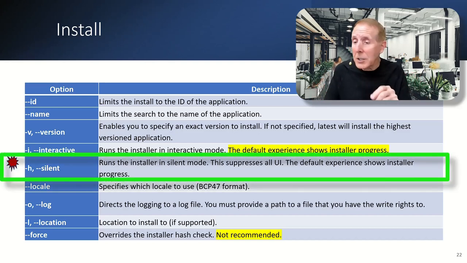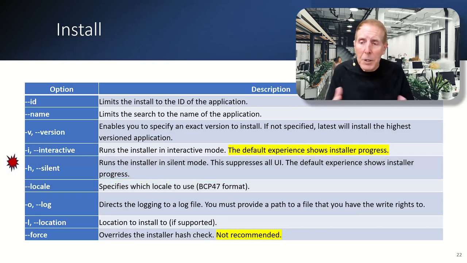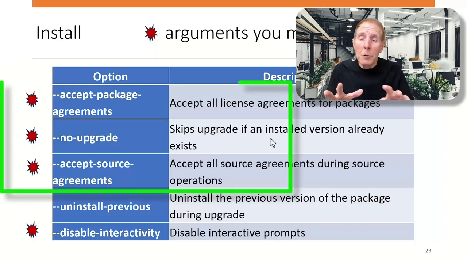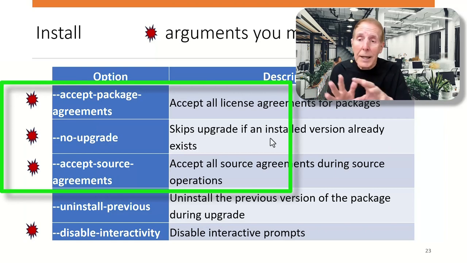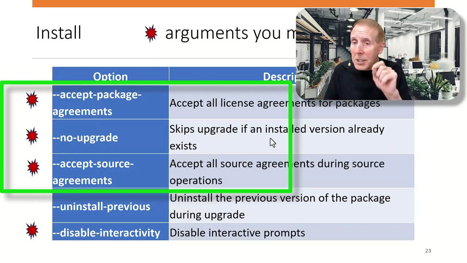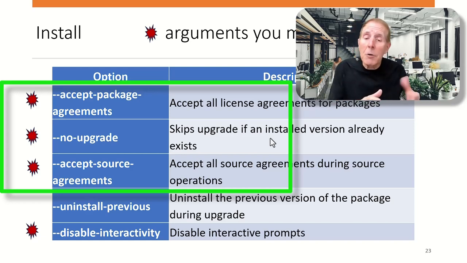One is the dash h or dash dash silent. So you can install your software in silent mode. It suppresses all the UI and it just simply installs. More of those options with the Winget install are dash dash accept package agreement, which is probably important to do if you don't want the user to be prompted to accept a package. No upgrade is very nice because it will skip installing if you already have that same version. And then accept source agreement. So if that package has this agreement, you can also skip that as well.